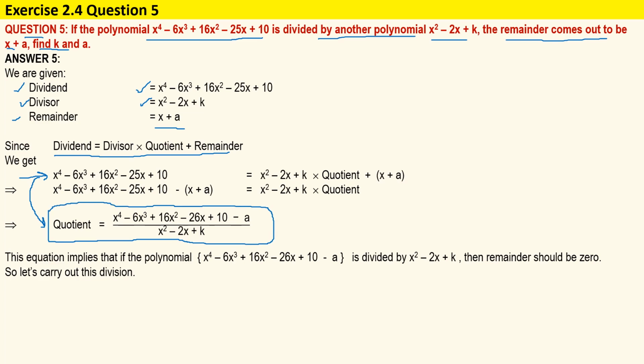So this equation implies that when the polynomial x raised to power 4 minus 6x cubed plus 16x square minus 26x plus 10 minus a is divided by x square minus 2x plus k, the remainder should be equal to 0. So let's carry out this division.